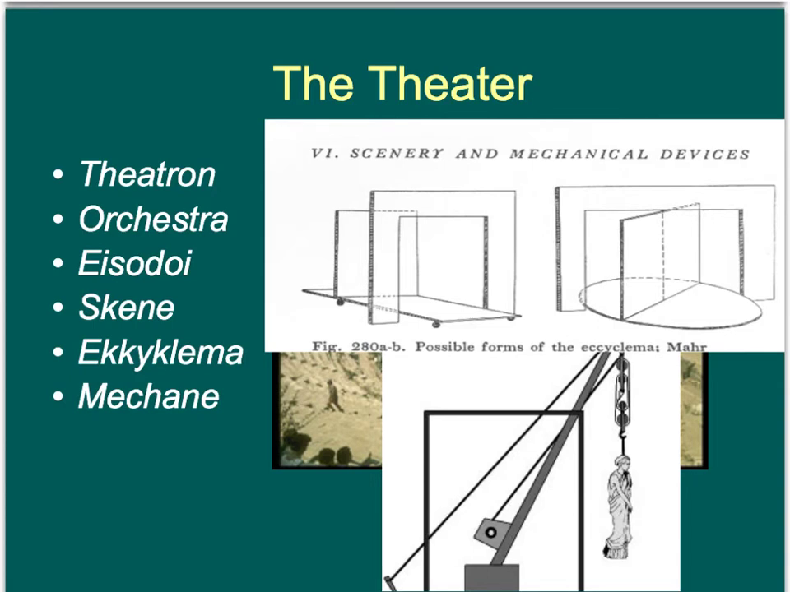Now, the parts of the theater that you need to know. The theatron. The theatron is the seating itself, where the people sat, initially made out of wood, and then in most theaters it's made out of stone. It's pretty crazy, the acoustics in the theater. They understood acoustics without understanding the science behind acoustics. They had perfect acoustics that amplified their voices.